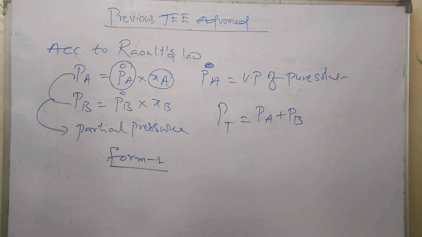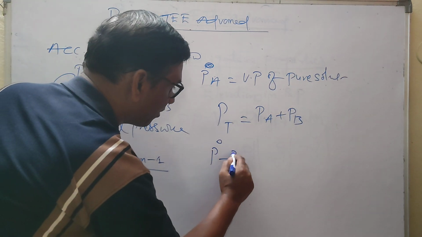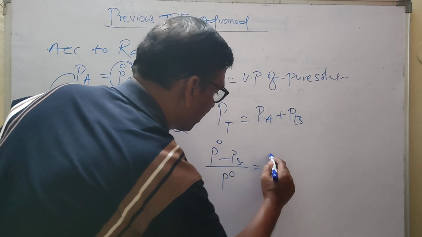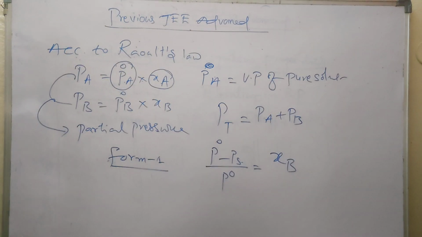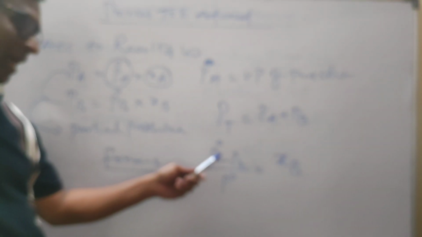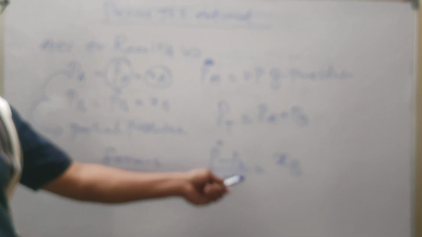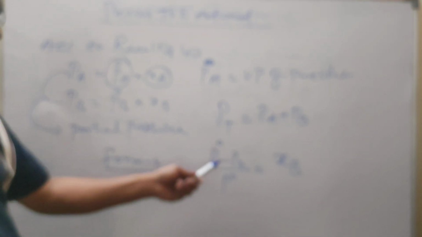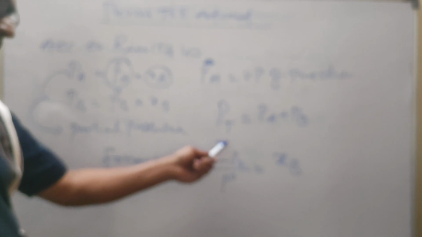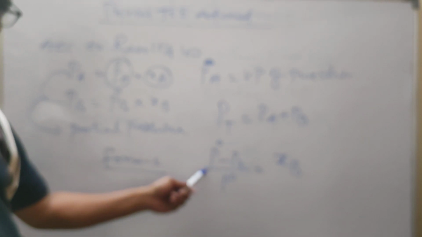There is another law also. What is that law? P naught minus PS by P naught is equal to XB. It means the relative lowering of vapor pressure of a dilute solution is equal to the mole fraction of the solute. It is purely applicable to dilute solutions. That means the relative lowering of vapor pressure of a dilute solution of a non-volatile solute is equal to the mole fraction of the solute. The solution must be dilute and a non-volatile solute also must be there.